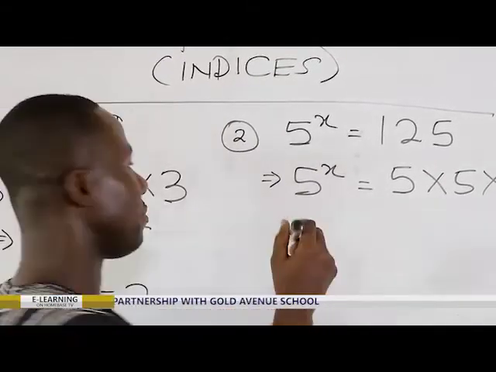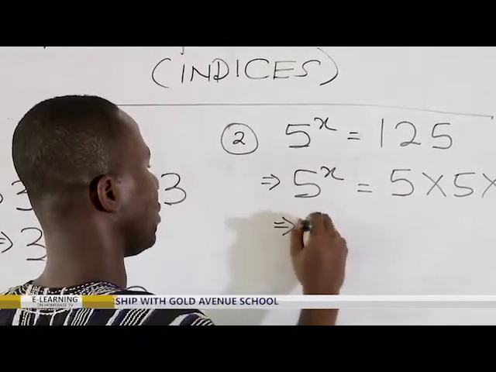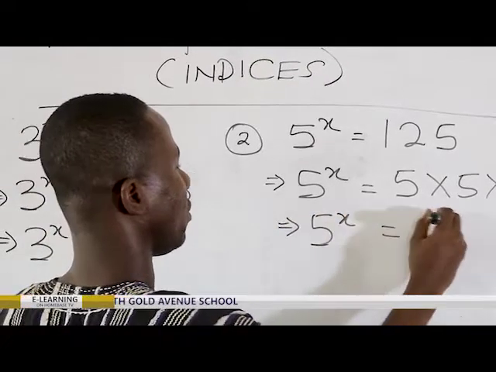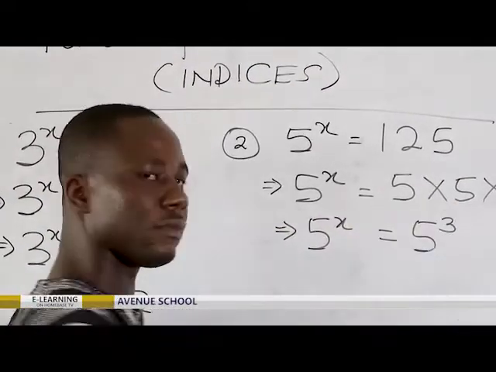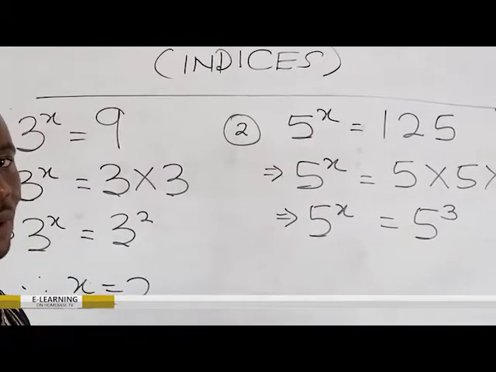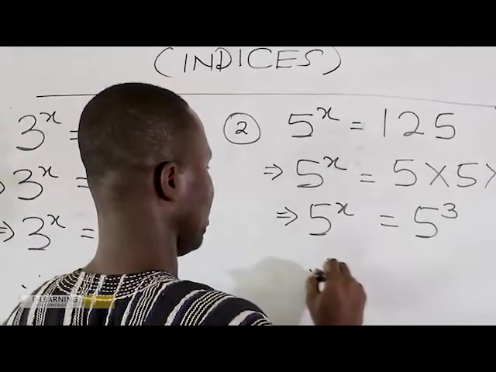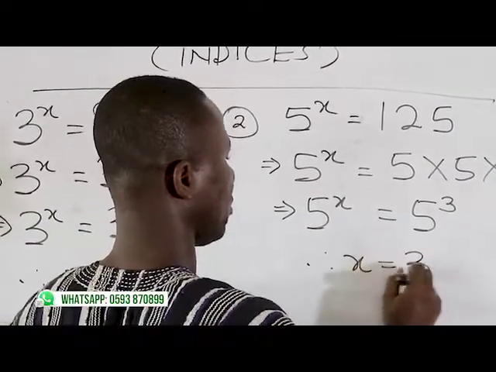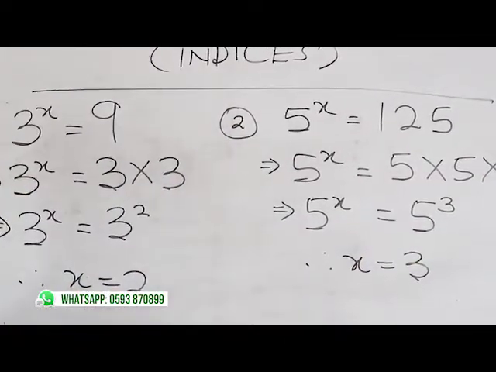So the next step, are the bases the same? Yes. Two exponents. So therefore, x is equal to 3. That's the final answer.